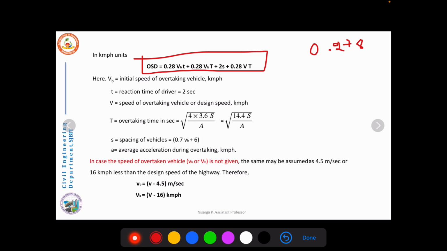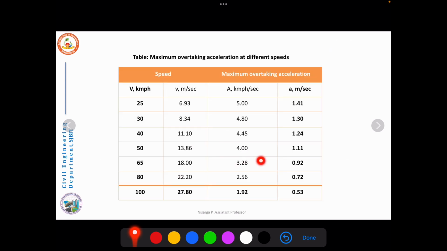In some other cases, we will not have the details of the overtaken vehicles; the slow moving vehicle will not be available to us. In such cases, we can assume the speed of the overtaking vehicle as V minus 4.5 in meter per second. If you are computing in terms of kmph, the speed of the overtaking vehicle can be taken as V minus 16, where V is the design speed. The table here gives you the details about the overtaking distance and the acceleration.